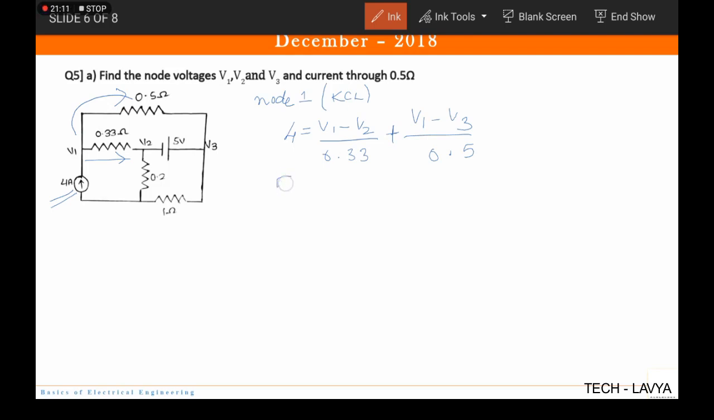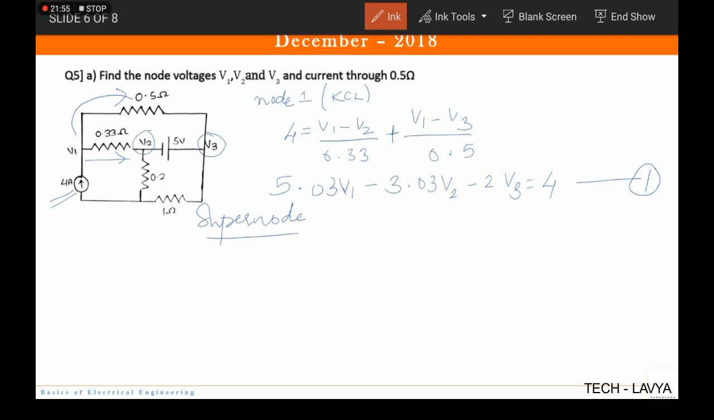So when we solve this equation, we get 5.03 V1 minus 3.03 V2 minus 2 V3 is equal to 4. So this is the first equation for node 1. Now, if you consider node 2 and node 3, they are called super nodes. What is the meaning of super node? Now, what was super mesh? When you have a current source in between two meshes. Similarly, when you have a voltage source between two nodes, it is called a super node.